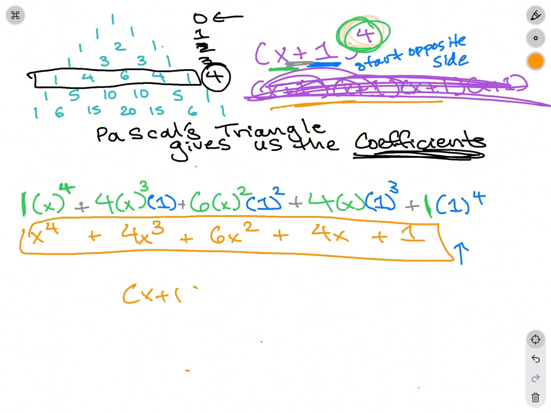So if you had done it the other way, where you just distribute out the x plus 1 4 times, it would have given you this exact answer. Either way, you would have gotten this answer, but that would have taken even longer than this. So that is how you use Pascal's triangle to simplify and expand binomials.